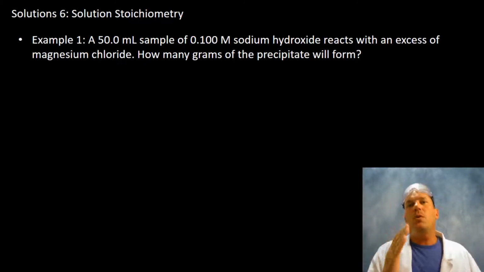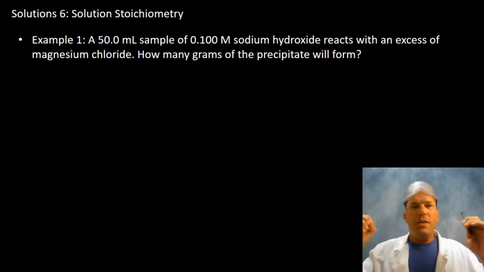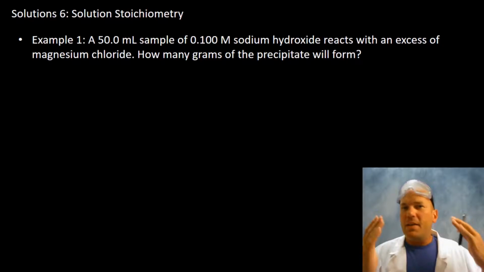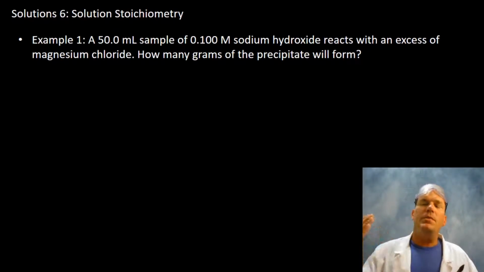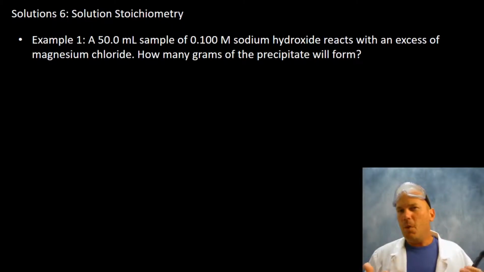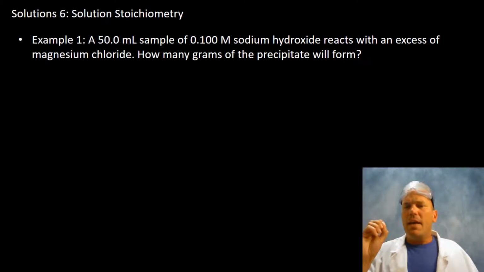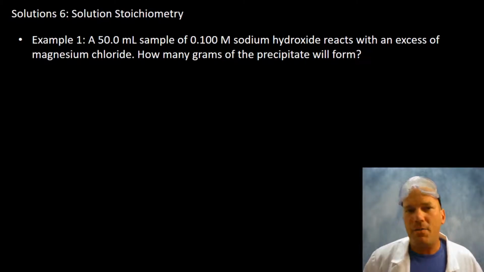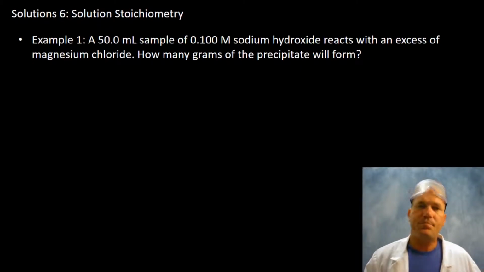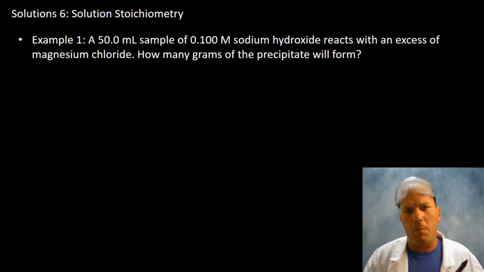It's all about those mole ratios in that chemical equation. So we're going to jump right into this one. Example 1, here we have 50 milliliters of a sample of sodium hydroxide. We're given the molarity, we're given the concentration, and we're given the volume. And it reacts with an excess of magnesium chloride. All right, so that means we know sodium hydroxide is the limiting reactant. And we're being asked how many grams of a precipitate form.